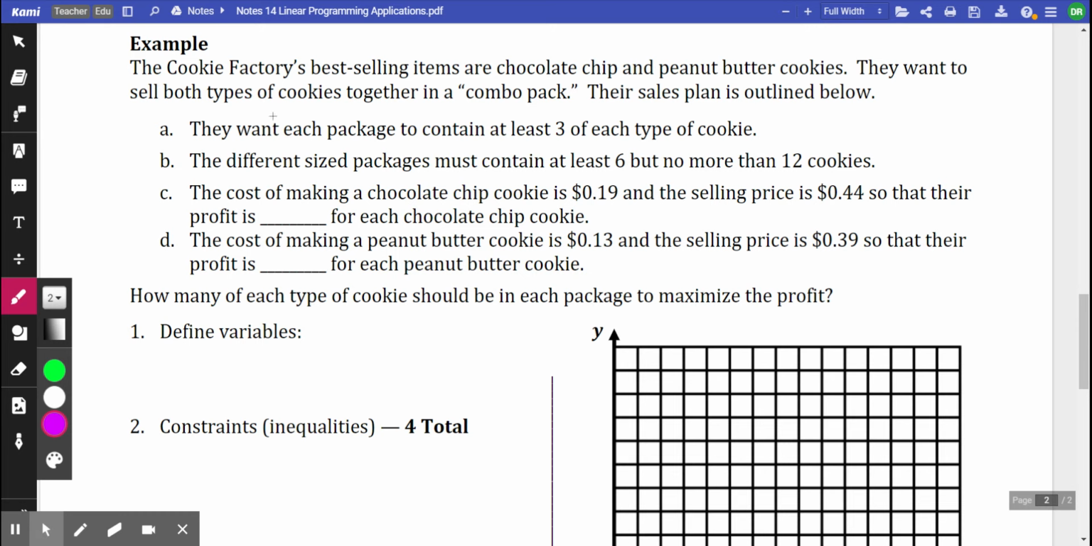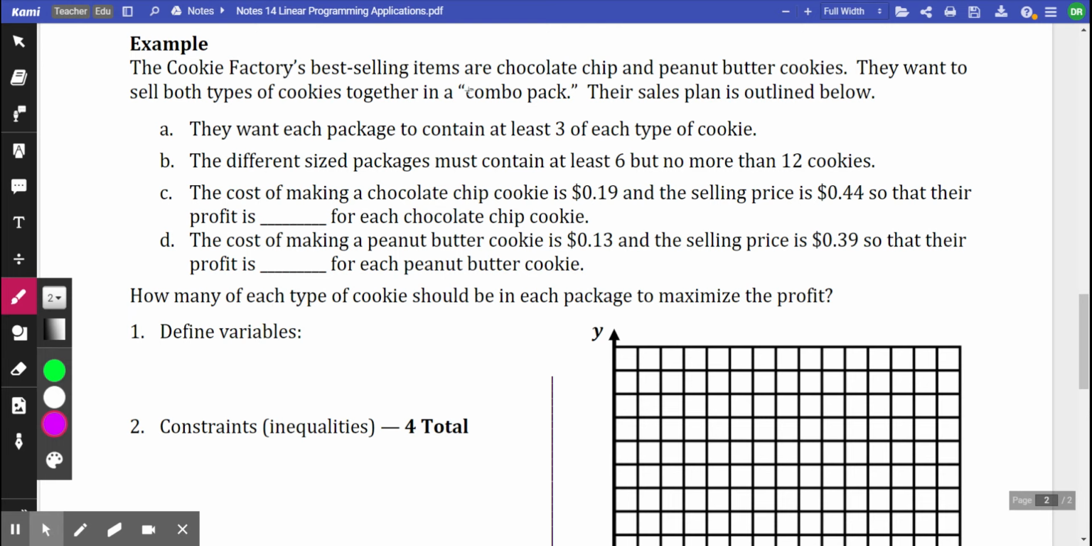This scenario is a little wordy. The things that we'll do in our assignment are going to be a little more straightforward. But let's talk about this one, and if it's a little more complicated than what we do later, then that's fine. We're getting the more complex scenario out of the way. So here's what we know about the cookie factory.